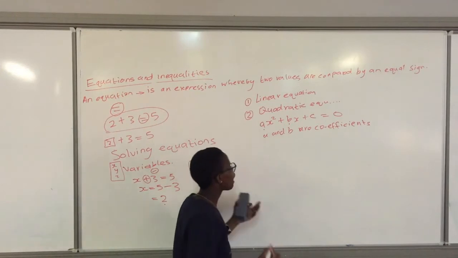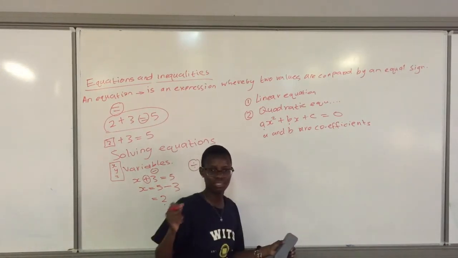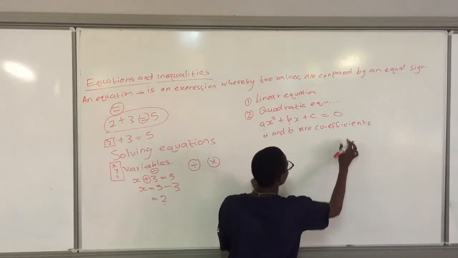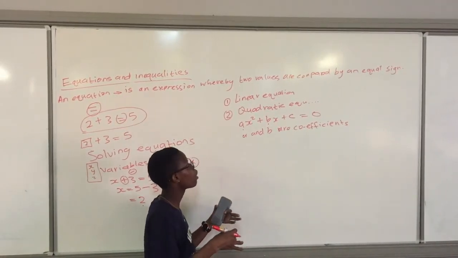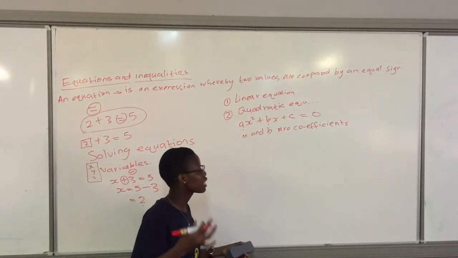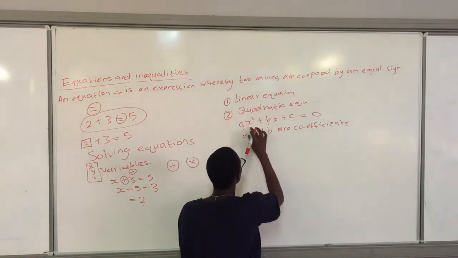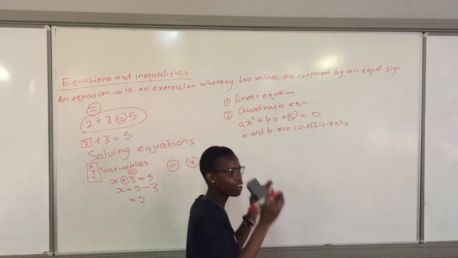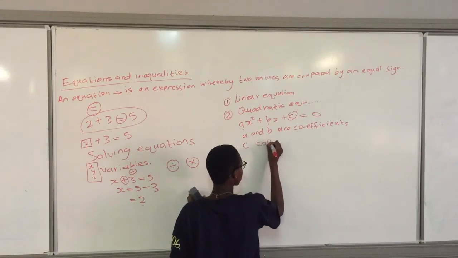A coefficient is a number that comes before a variable. What do we say a variable is? A variable is any letter, A, B, C, D, E, F, G, any letter. And this one, C, is alone. There is no variable. We call it a constant.